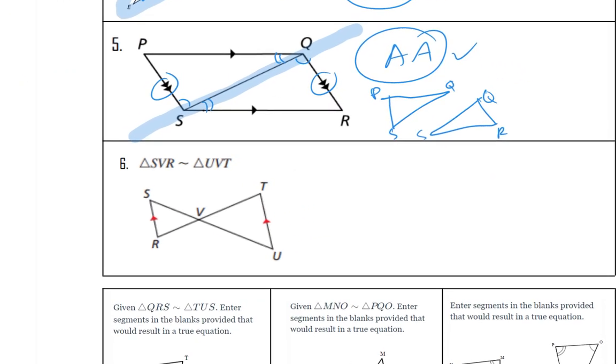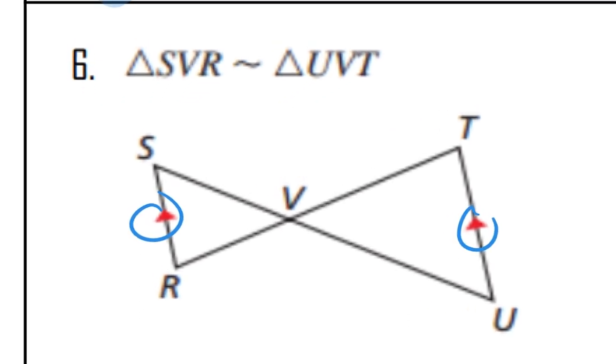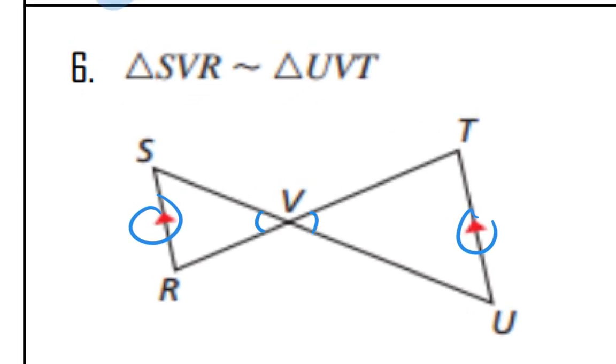Next one. We want to prove that these are similar. What do we notice? These are parallel lines right here, and that's what tells us over there. What else do we notice? We know that this and that have to be equal, because those are vertical angles that we've been practicing. What else do we know?